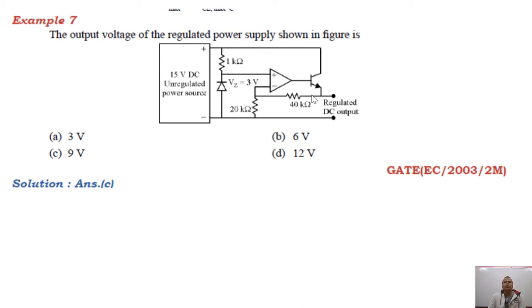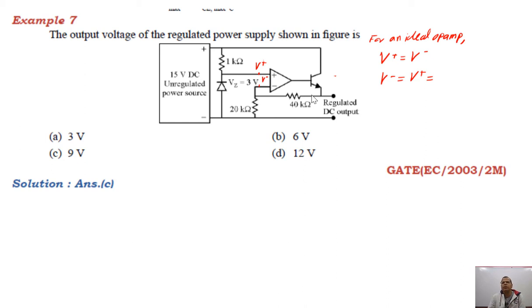The output voltage of the regulated power supply shown in the figure is. You have to find the output voltage of this circuit. Remember, for an ideal op-amp, V plus is equal to V minus. V plus means voltage at the non-inverting terminal, V minus means voltage at the inverting terminal. It is assumed that the op-amp here is ideal.